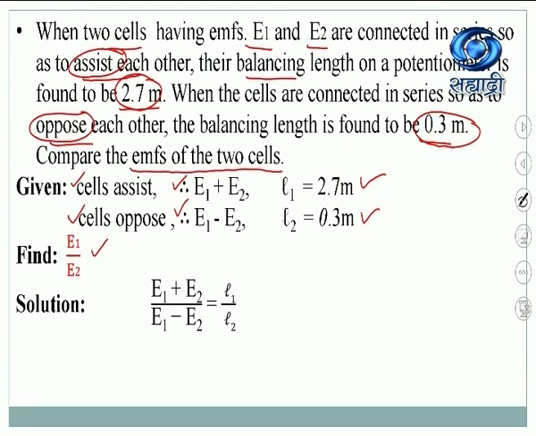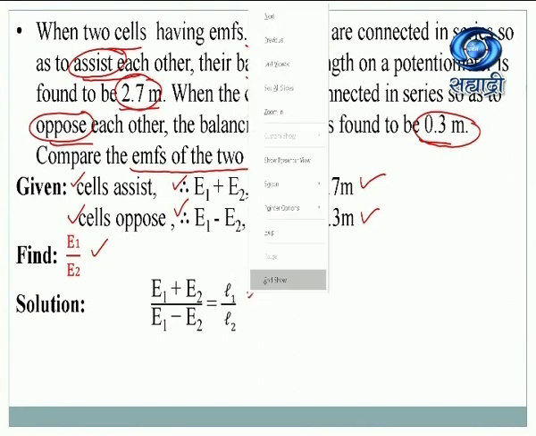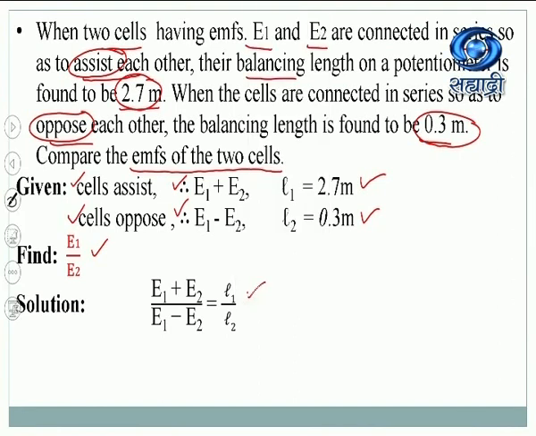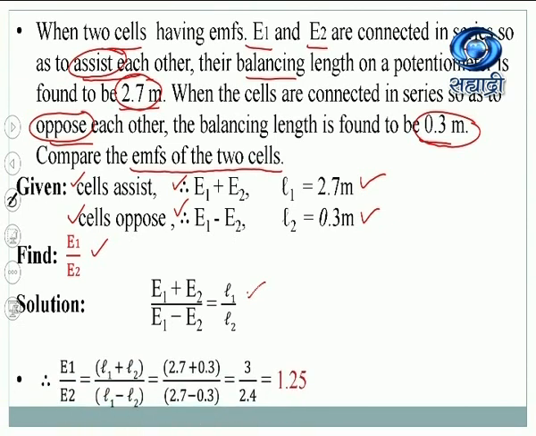Okay. The solution is actually (E1 plus E2) upon (E1 minus E2) equal to L1 by L2. As if two cells we are connecting separately, if we consider E1 plus E2 as one cell and E1 minus E2 as another cell, their comparison of the EMF will be the ratio of the two, equal to L1 by L2. So from this we get E1 by E2 equal to (L1 plus L2) upon (L1 minus L2).